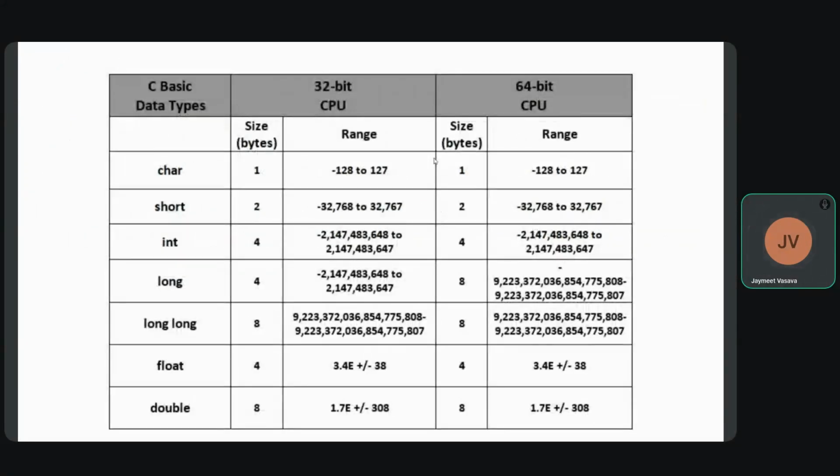So you can see different amounts of memory being allocated whenever a data type is used. It also depends on the hardware and architecture. You can see that for a 32-bit CPU we have different sizes and ranges, and similarly for a 64-bit CPU, a different size of memory is allocated. Okay, not different range, but different size.